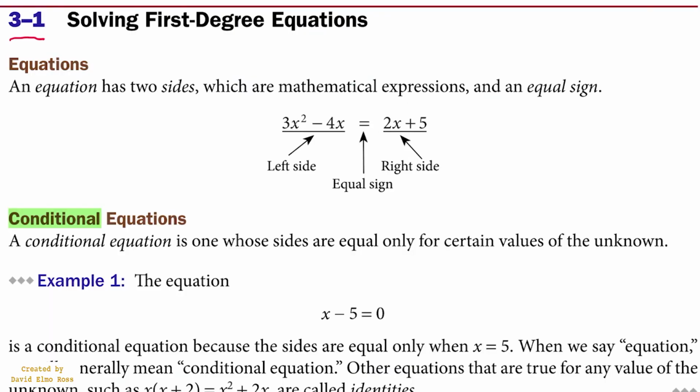Section 3-1 of the text has to do with solving first-degree equations. This one down here is a first-degree equation because x is raised to the first power. What we have here, because x is raised to the 2, is a second-degree equation. Now, the thing that determines an equation is an equal sign. Otherwise, we just have an expression, and we saw that before. So what's on the left-hand side of the equation balances what's on the right-hand side of the equation.